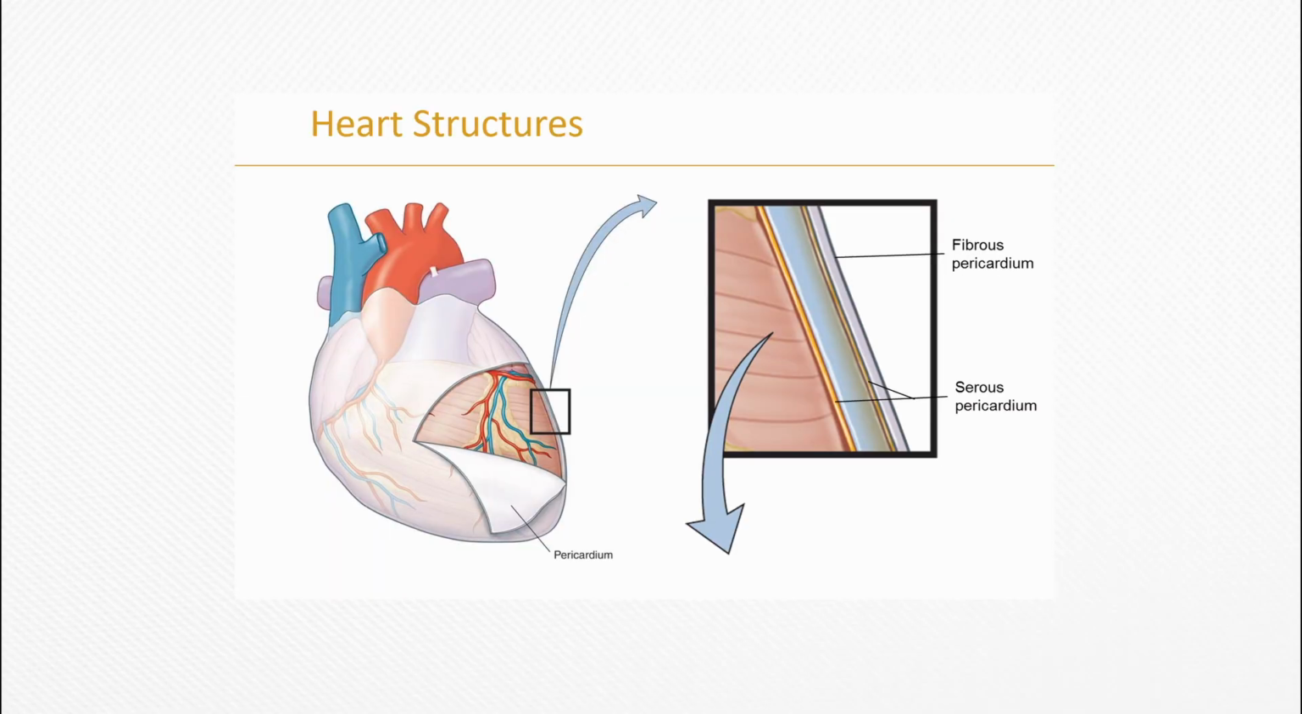So looking at the structure of the heart, you can see the heart has fibrous pericardium. So it's just a layer on top. You can see there's the fibrous pericardium, and then there's also the serous pericardium a little bit below that.